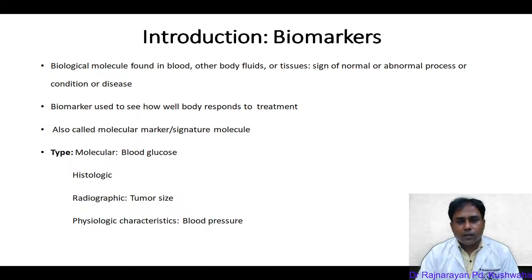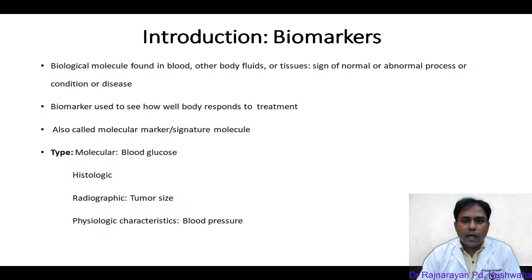For biomarkers, we have already understood what sepsis is and the pathobiology of sepsis, so we can now easily understand the biomarkers and their role in sepsis. What is a biomarker? A biomarker is a biological molecule found in blood, other body fluids or tissues. It is a sign of a normal or abnormal process, or of a condition or disease. Biomarkers are used to see how well the body responds to treatment, and are also called molecular markers or signature molecules.